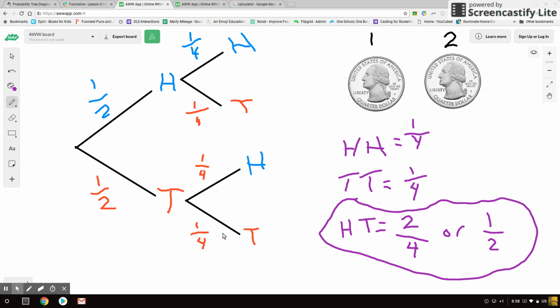So that's how a tree diagram works with probability. You're going to be working with a few today.